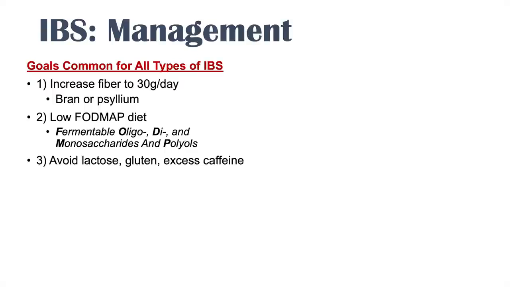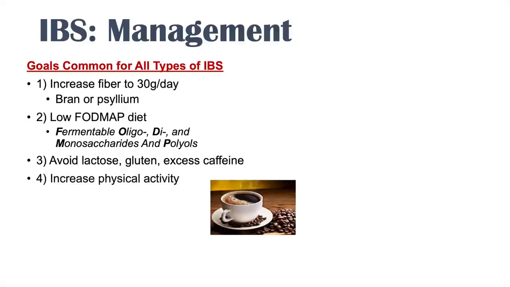We also want to avoid lactose, gluten, and excess caffeine. These dietary selections may not be the exact cause of IBS, but IBS patients may be slightly sensitive to them, so it's best to avoid them. The fourth goal is to increase physical activity. This can also help with IBS symptoms. And the fifth is stress reduction. We've talked about this before. Stress and other psychiatric symptoms can worsen or cause IBS, so we want to reduce stress.